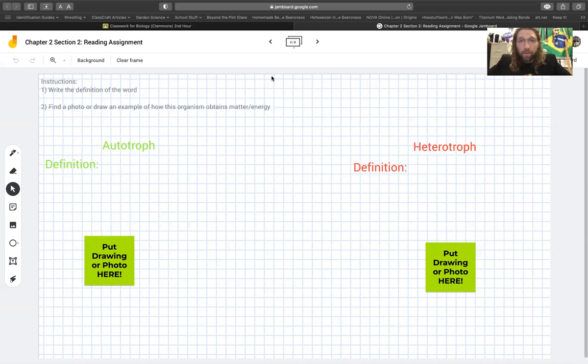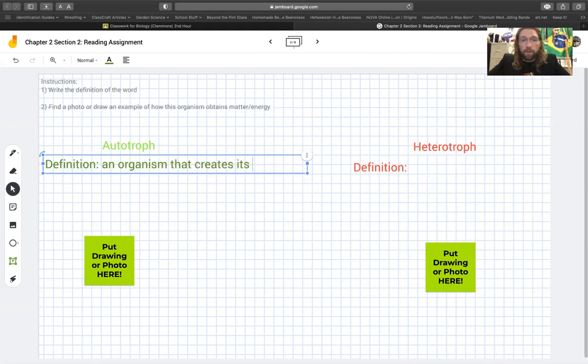So anyways, that ramble aside, what you're doing in this assignment is fairly simple. You're going through and you're writing the definition. You can expand these word boxes and just simply type it in here. The definition of an autotroph is an organism that creates its own food via photosynthesis. Okay, or you can have a different definition than that, but that's close enough.